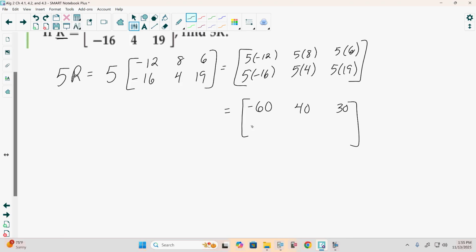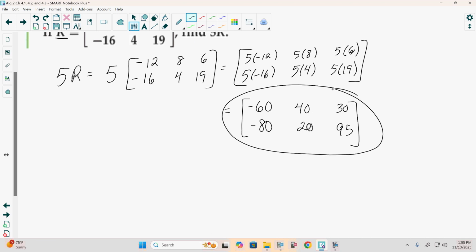5 times negative 16 is going to be negative 80. 5 times 4 is 20. And lastly, 5 times 19 is going to be 95. But again, we don't have to do that by hand or do it in our head. We can just do that in the calculator. Calculator will do it.